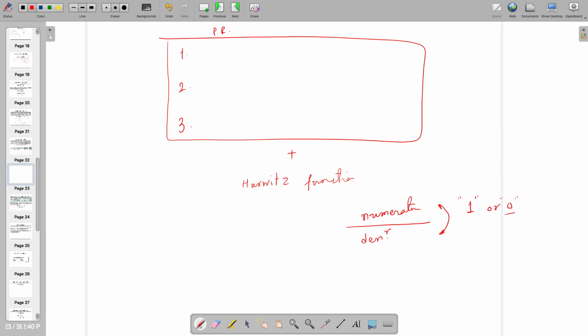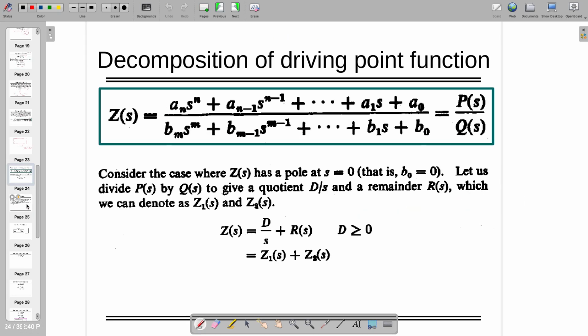Actually you should reach 0, but with 1 itself you can say what are the elements in your circuit, right? So you have to go till here. Okay, so consider the case where Z of s has a pole at origin.